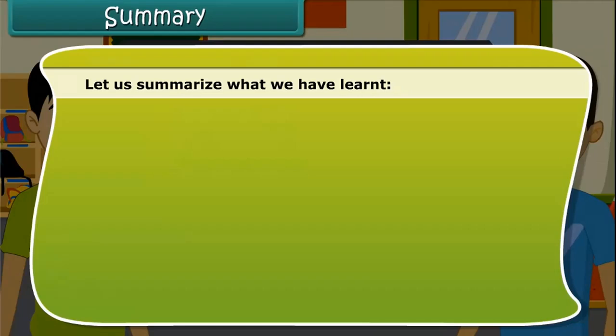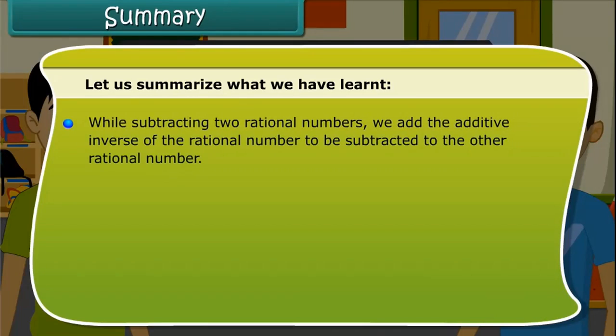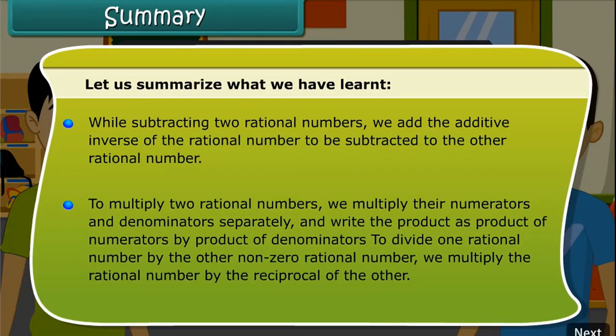Two rational numbers with different denominators are added by first taking the LCM. While subtracting two rational numbers, to divide one rational number by another, we multiply by the reciprocal.